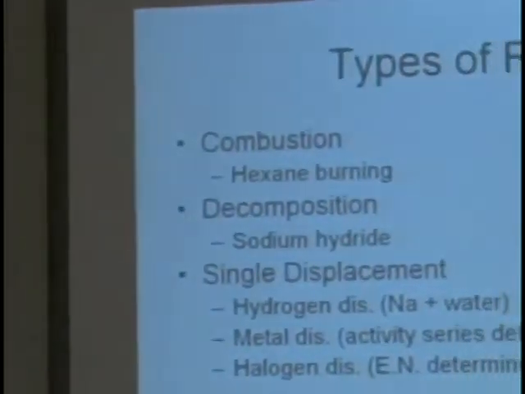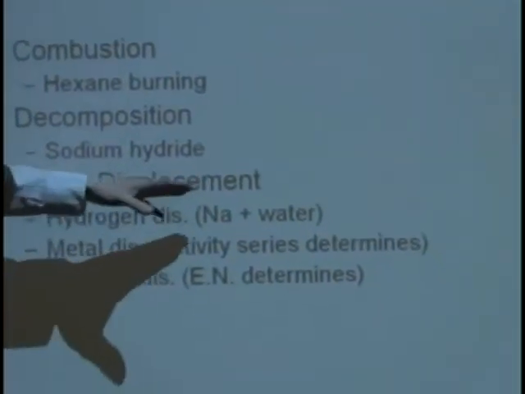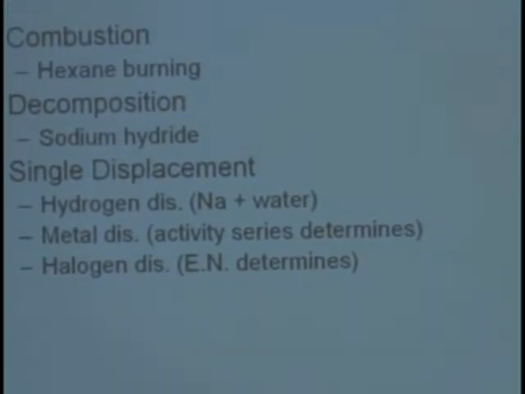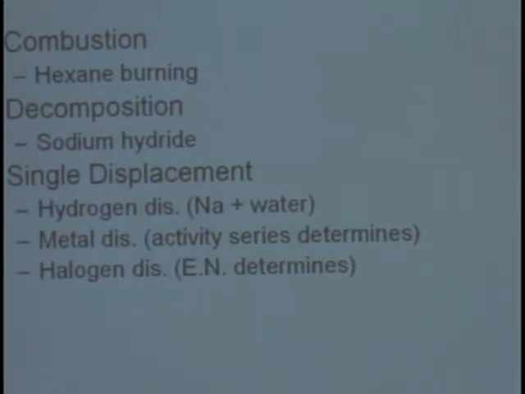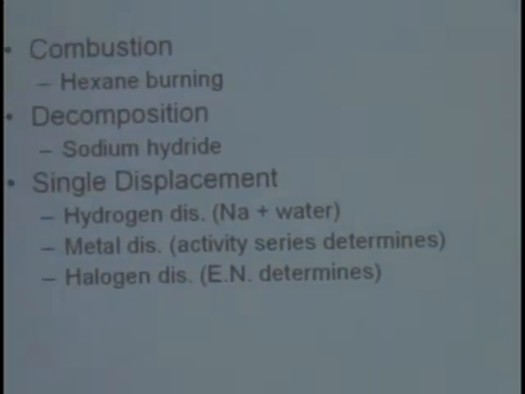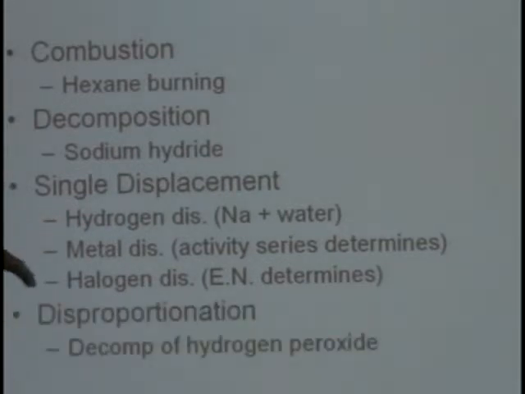Single displacement. There are 3 different kinds of single displacement. We don't have time to go over all of them, but hydrogen displacement is when a metal is added to water, so the metal takes the place of the hydrogen in water. A metal displacement, you look on your activity series. Something like magnesium plus silver nitrate would make magnesium nitrate and silver. And then lastly, a halogen displacement, like we did in the Chem 1 halogen lab, could be something like sodium bromide plus fluorine, fluorine being an F2, would then give you sodium fluoride and bromine. All types of redox reactions: single displacement, decomposition, combustion, synthesis commonly is as well.